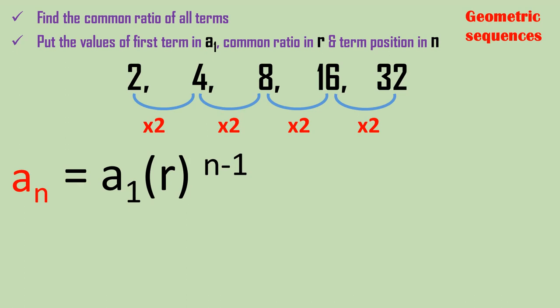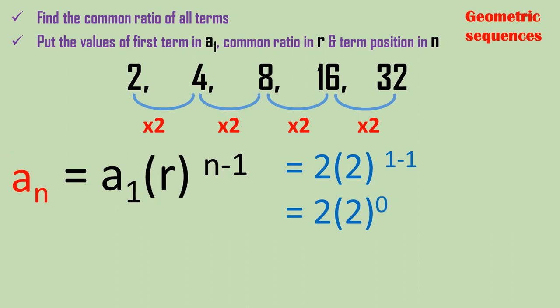You need to find any term value in this formula, and you will figure out the value of that term. For example, we can see 2 is the first term value, A1, multiplied by 2, that's the common ratio, raised to the power of n minus 1. If you substitute n is equal to 1 here, 1 minus 1 will produce 0. Any value whose power is 0 is equal to 1. So that means 2 multiplied by 1 is equal to 2. So you can see this is our first term value.